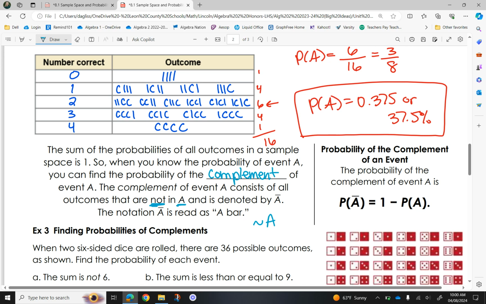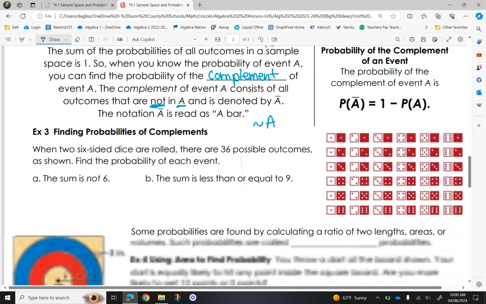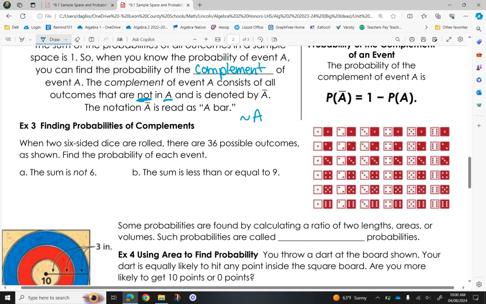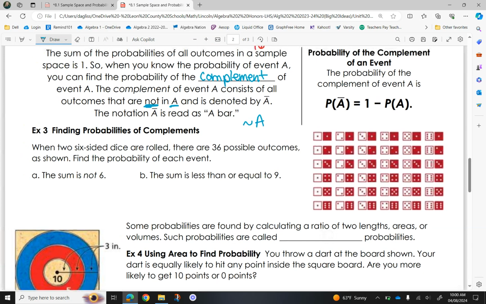So the probability of the complement of event A, the probability of A bar, equals 1 minus the probability of A. So let's use the complement to find a couple of probabilities. Here I've shown you all the results of rolling 2 six-sided dice. What is the probability that the sum is not 6?